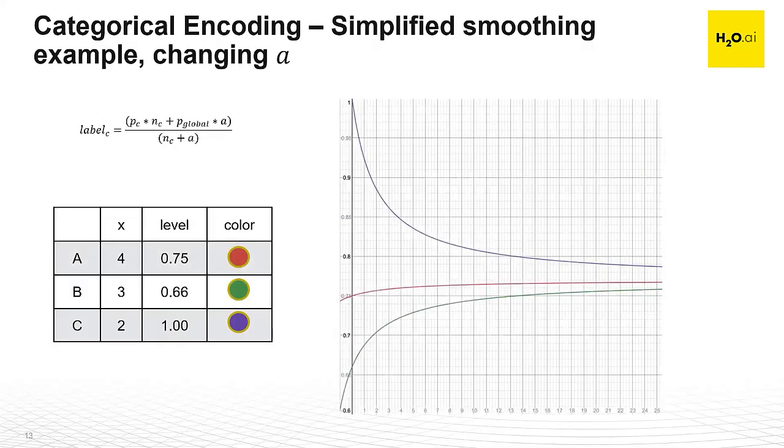And here I'm just showing how the relationship changes for the previous 3 cases once you increase this A parameter. You can see the higher A parameter you put, as in the higher weight to this global average, the more your results will lean towards this average of the data set, which in this case is 0.77.